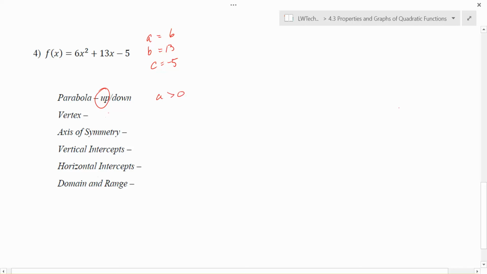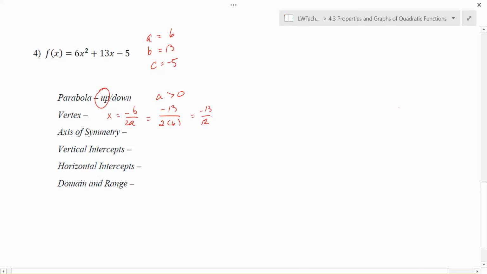To find my vertex, I'm going to first find the x-coordinate of the vertex by using the formula x equals negative b over 2a. In this case, my b value is 13, so I'm going to have negative 13 over 2 times a is 6. So I end up with the fraction negative 13/12.